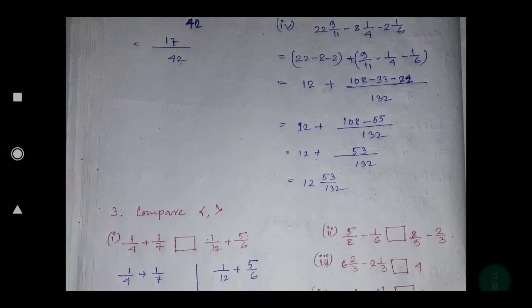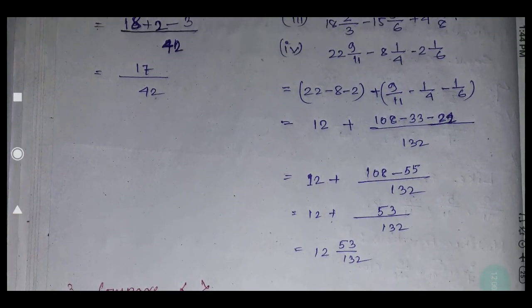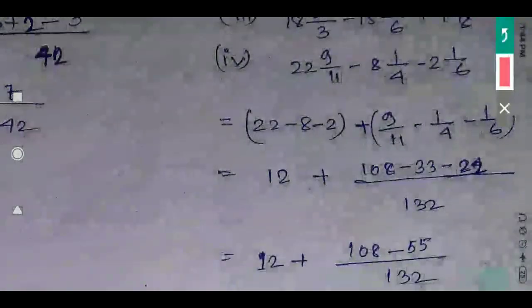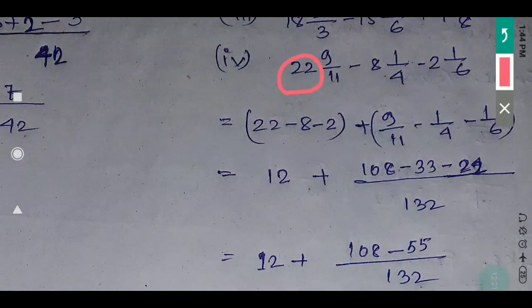So question 4, you see, four numbers are given: 22 9/11 minus 8 1/4 minus 2 1/6. All the whole number parts I am taking separately: 22 minus 8 minus 2. Since all of these have minus signs, that's why I'm writing 22.